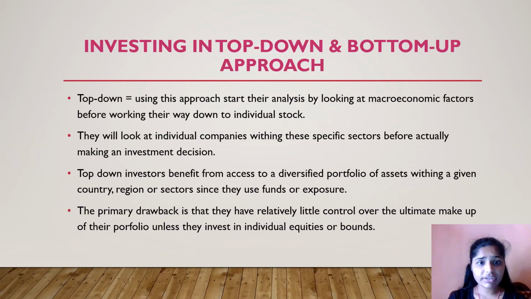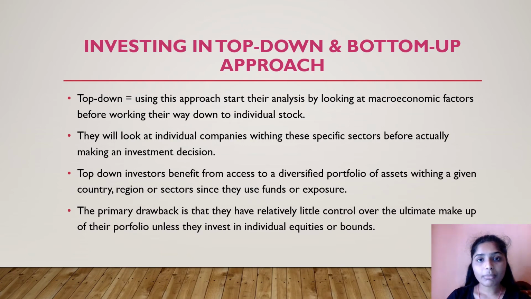Then next is investing: the top-down and bottom-up approaches. Firstly, we will see the top-down model. Using this approach, investors start their analysis by looking at macroeconomic factors before working their way down to individual stocks. For example, a top-down investor might start by looking at which country has a faster growing economy. Then they might look at individual sectors within this economy to find opportunities. Then finally they will look at an individual company within their chosen sector before actually making an investment decision.